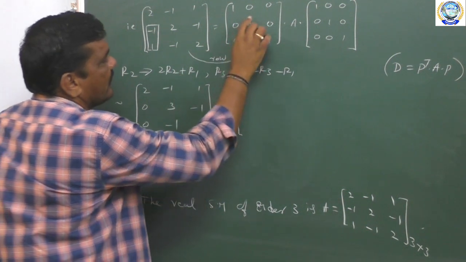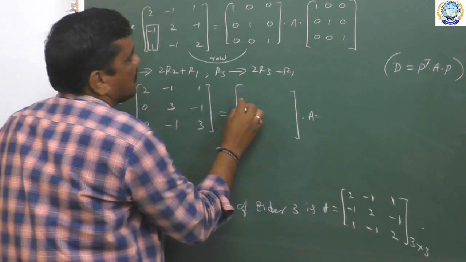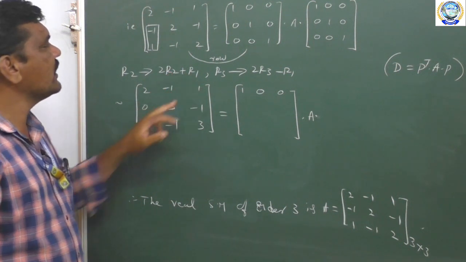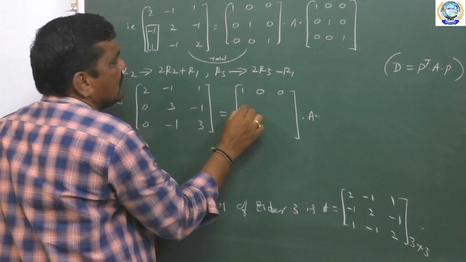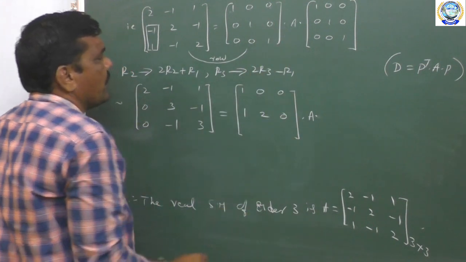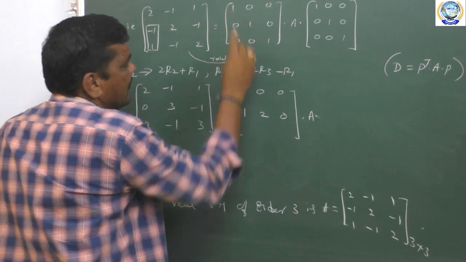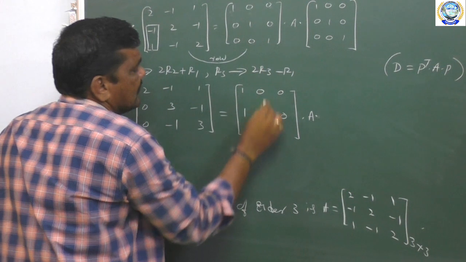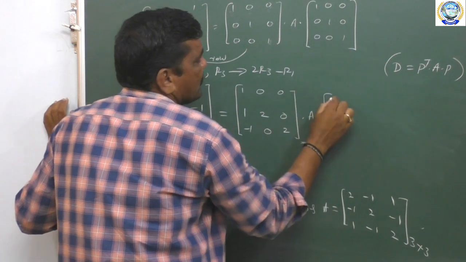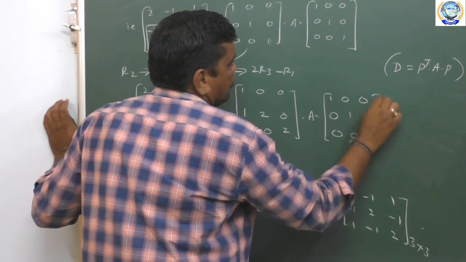The same row operations will be applied to this identity matrix, the prefactor of this RHS product. Now the first row is as usual 1 0 0. In the second row we write 2R2 plus R1: 2 into 0 plus 1, it is 1, 2 into 1, 2 plus 0, it is 2, and it is 0. Next, in the third row we write 2R3 minus R1: 0 minus 1, so it is minus 1, 0 minus 0, it is 0, and 2 minus 0, it is 2. The post factor identity matrix is [1 0 0; 0 1 0; 0 0 1].